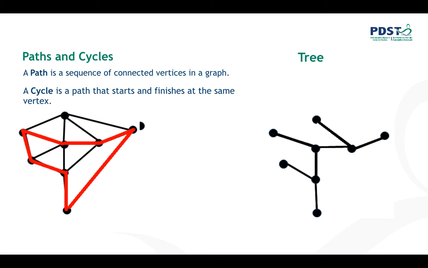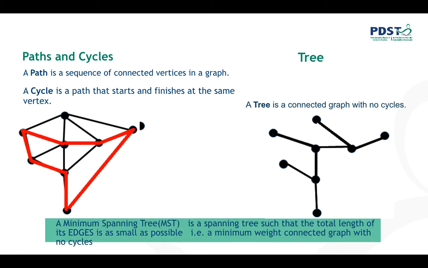Remember that a tree is a representation where all the nodes are connected, but there are no cycles or no loops in it. So a connected graph with no cycles. Okay, the next definition we need for this is a minimum spanning tree, and it's a tree such that the total length of its edges is as small as possible. In other words, it's a tree like we have on the right hand side, but it's a specific tree that has the minimum number of weights on all of those edges.